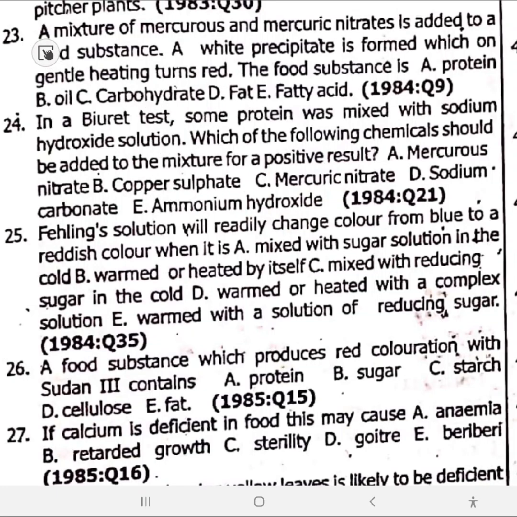Number 23. We stopped at 22, the last question, the last video. A mixture of mercurous and mercuric nitrate is added to a food substance. Then they give you options. Now let's write down.